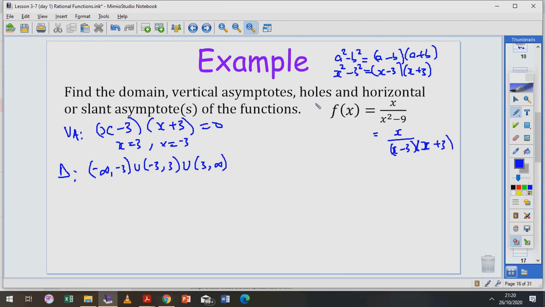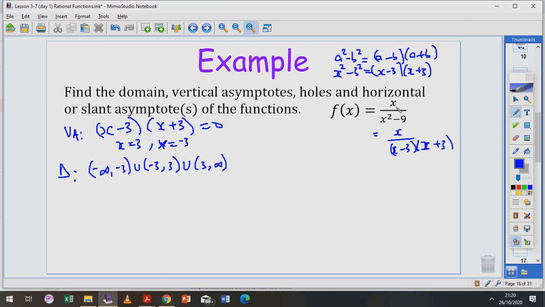Holes, I don't have any holes because I am not crossing out any of the factors in the denominator and numerator. So these vertical asymptotes are also the values of x at which the function is undefined. Horizontal or slant asymptotes.